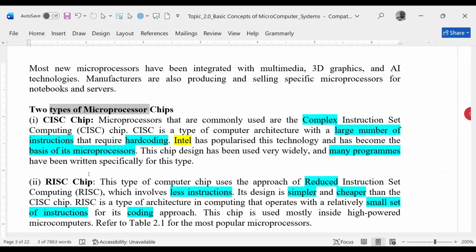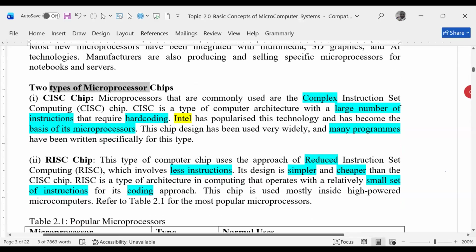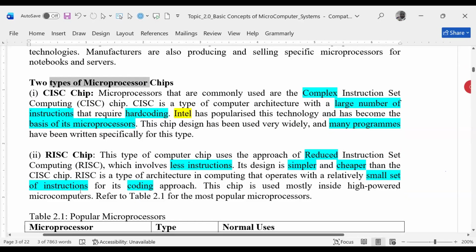Then the next is reduced instruction set computing. Also another architecture in computing, this type involves few instructions, whereas the other one has large instructions to execute something. Here, fewer instructions are needed to execute something. Its design is simpler and cheaper than CISC. And this normally involves a small set of instructions for each coding approach.